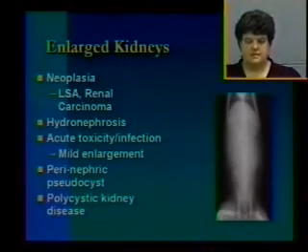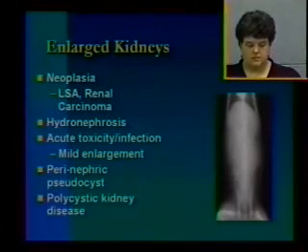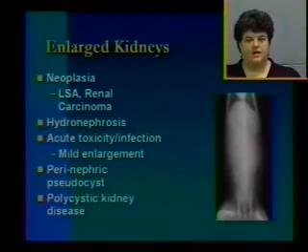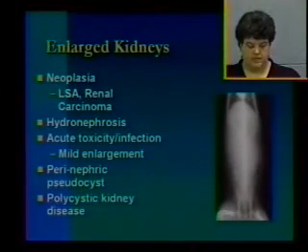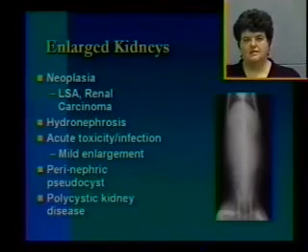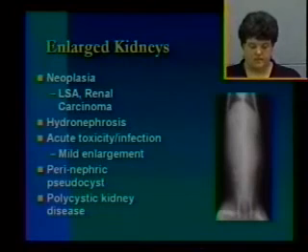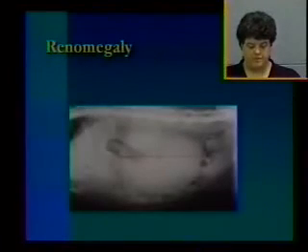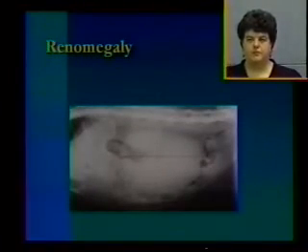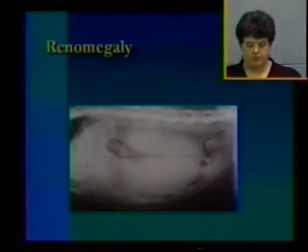In the acute toxicities like ethylene glycol and the acute infections such as pyelonephritis, you may see mild enlargement, but generally not huge enlargement of the kidneys. Perinephric pseudocysts and polycystic kidney disease are more rare causes of enlarged kidneys, except in Persians where polycystic kidney disease is a known congenital abnormality. So the last 2 are really places that ultrasound is going to be helpful.